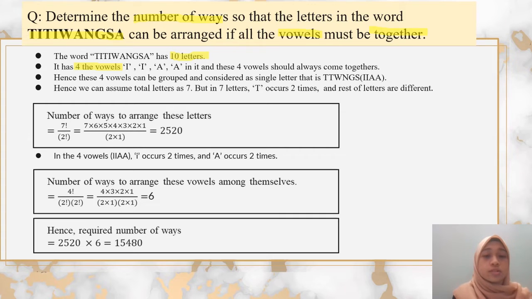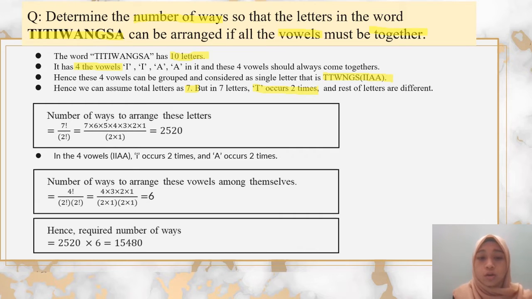These 4 vowels can be grouped and considered as a single letter. So we have T, T, W, N, G, S, and IIAA as the vowels that will be considered as one letter. So we can assume the total letters is 7. But in these 7 letters, the letter T occurs twice, and the rest of the letters are different.